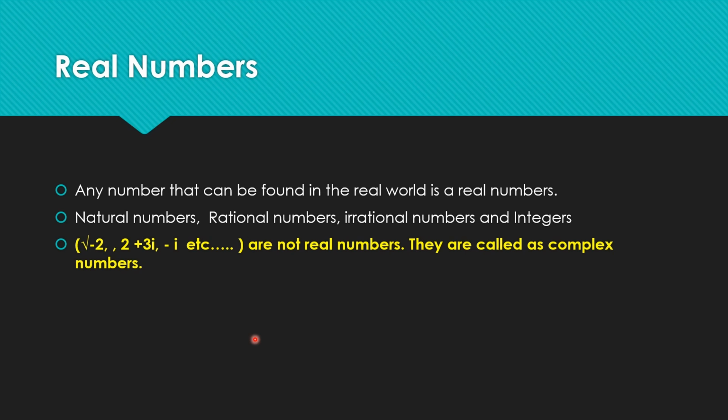Some numbers we can't call real numbers: root of -2, 2 plus 3i, minus i. These are all complex numbers. I can explain these complex numbers in an upcoming video. I hope you know that this i is an imaginary unit.